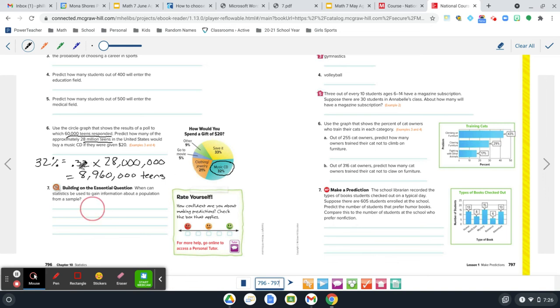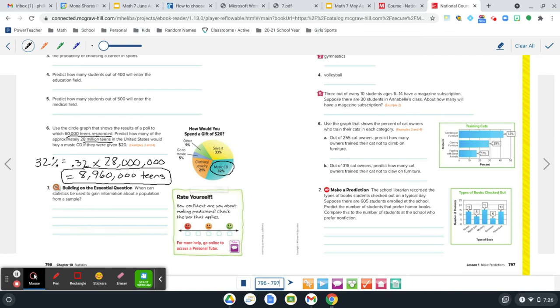This right here is predicting the amount of teens that buy that music CD out of 28 million teens. So we're still taking a small sample, and we're predicting to a larger population what's going to happen. The only difference from Friday to today is you're using a percent and the decimal format of that to help you find that answer instead of a proportion.